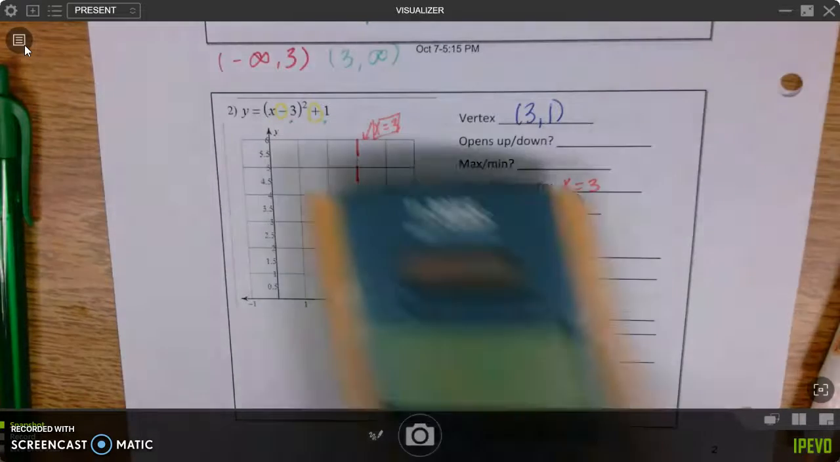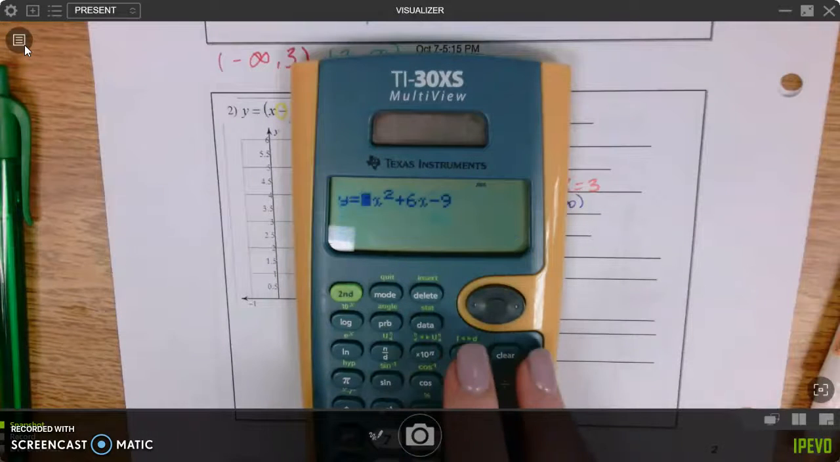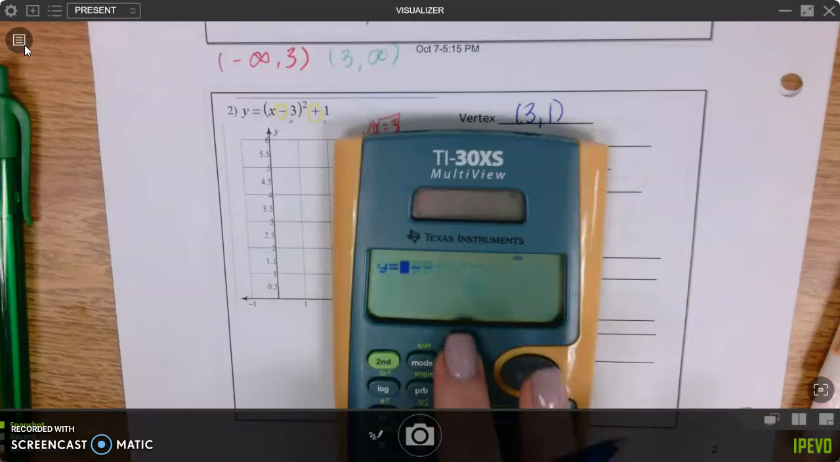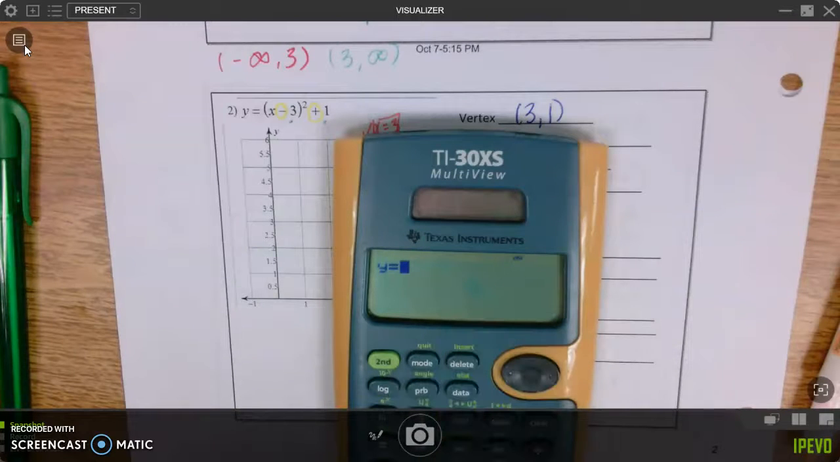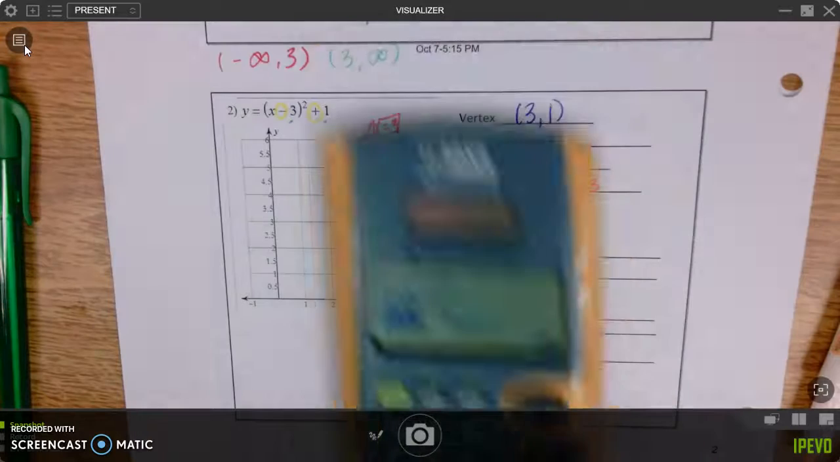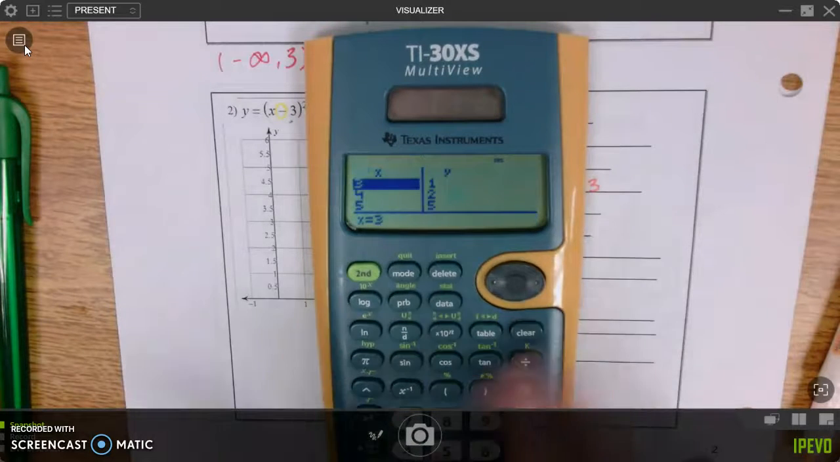Okay, so for these, you're going to go to your calculator, you're going to go to the table, and you're going to delete whatever's there. And then this one says we have parentheses x minus 3, parentheses squared, and then plus 1. So type that into your table. And we're going to start at our vertex, which is at 3, so let's start at 3.